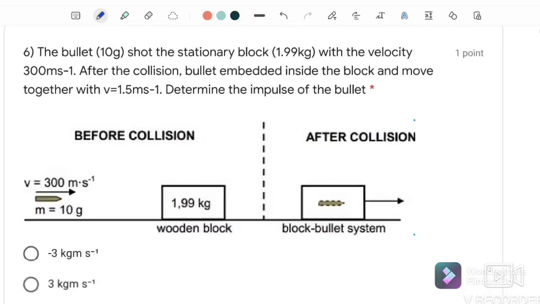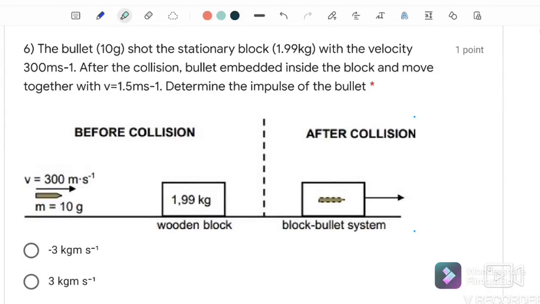Okay, next, question number 6. A bullet with 10 grams shoots the stationary block of 1.99 kg with the velocity 300 meter per second. After the collision, the bullet is embedded inside the block and moves together with the velocity 1.5 meter per second. So determine the impulse of the bullet.